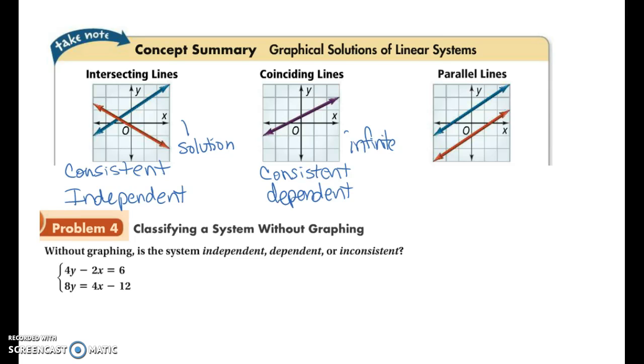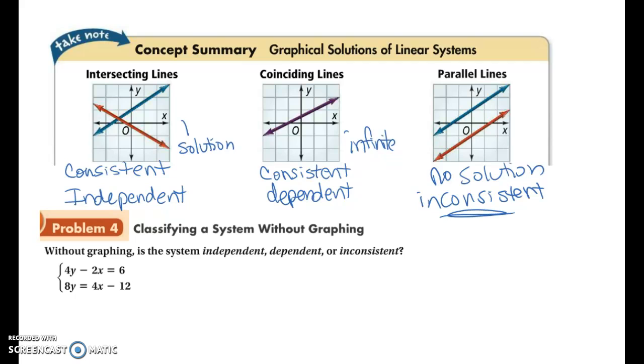The last picture here shows parallel lines. They don't cross at all. That would be a no solution. So what would we call that? This would be inconsistent because we can't figure it out. Inconsistent. So what does that look like in an equation?